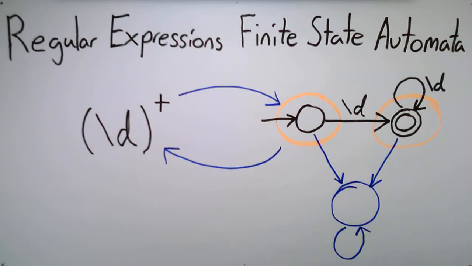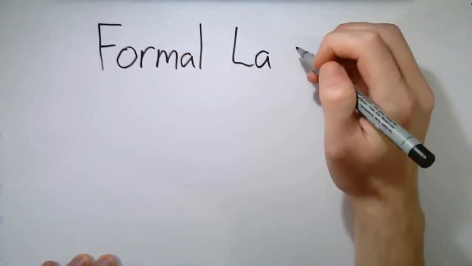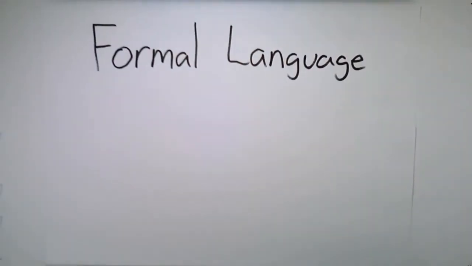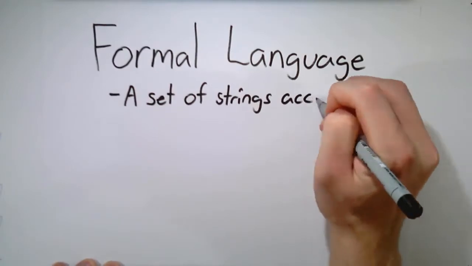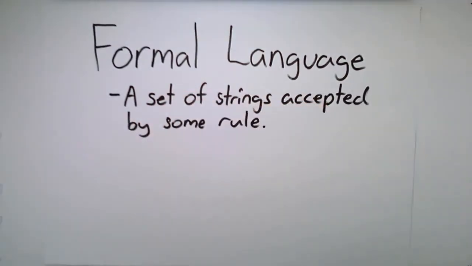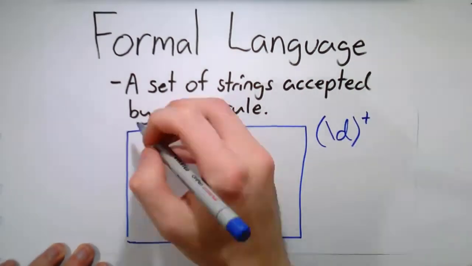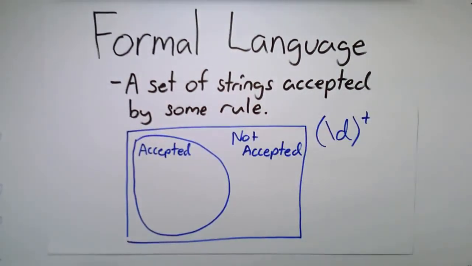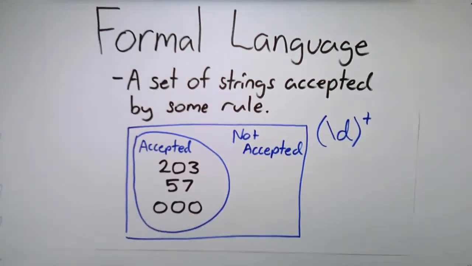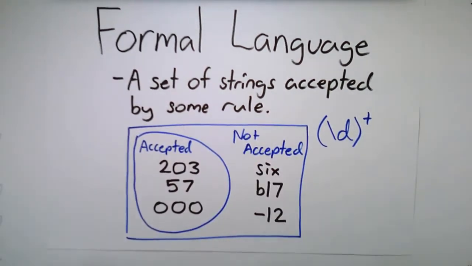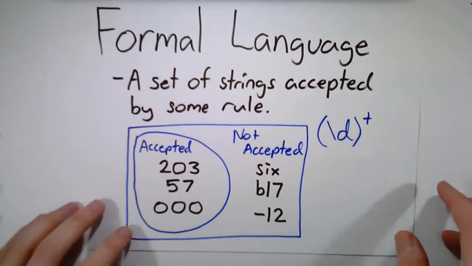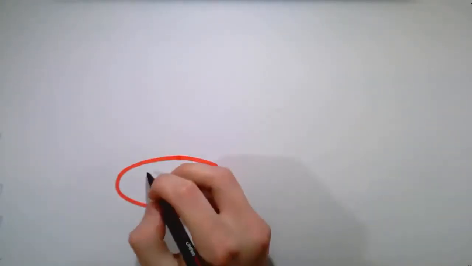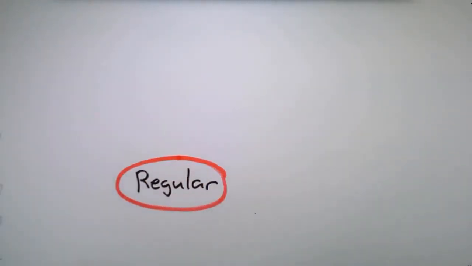So what's all this about languages? Well, here we are not talking about the usual human languages like the variations of English. We're talking about formal languages, each of which is a set of strings that are accepted by some rule. For example, \d plus produces a language that includes strings like 203, 57, and even 000, but not B17 or -12. Regular expressions and finite state automata describe a very particular type of formal language known as regular languages.